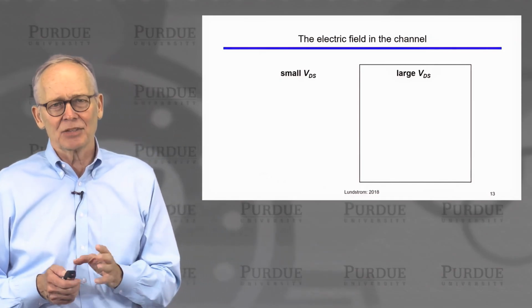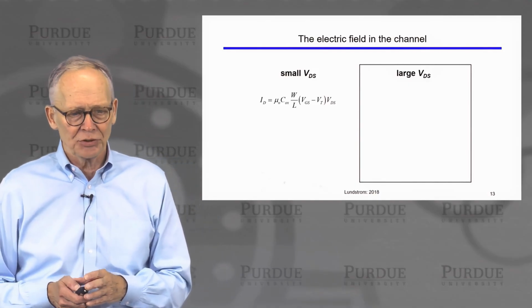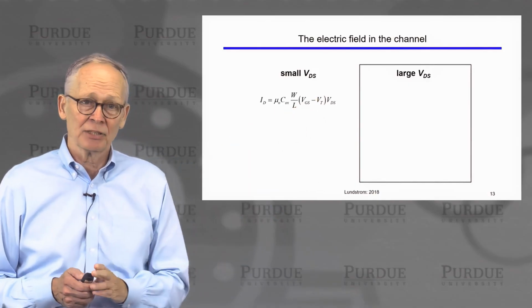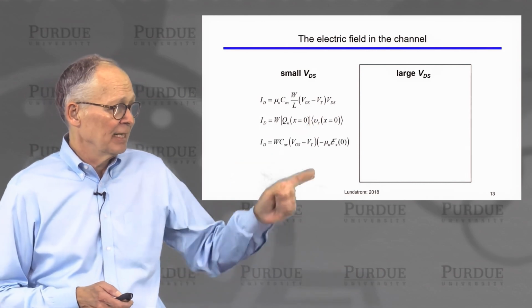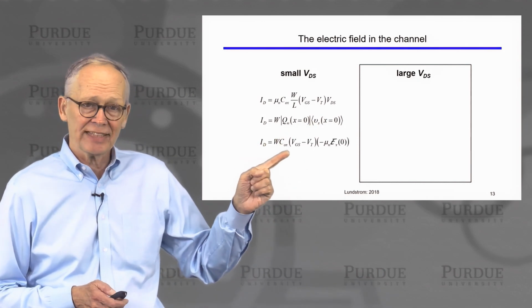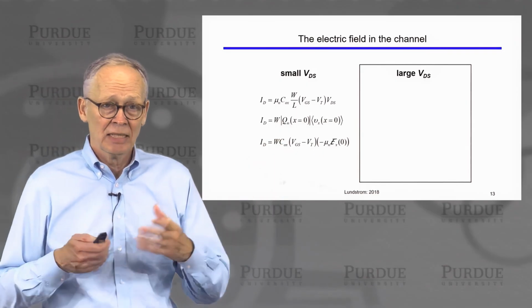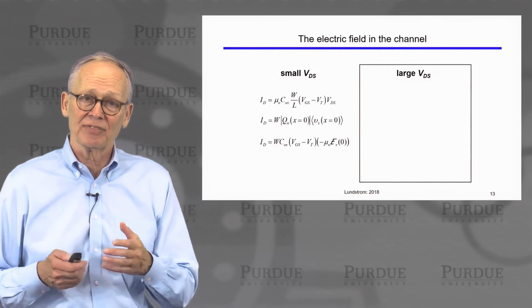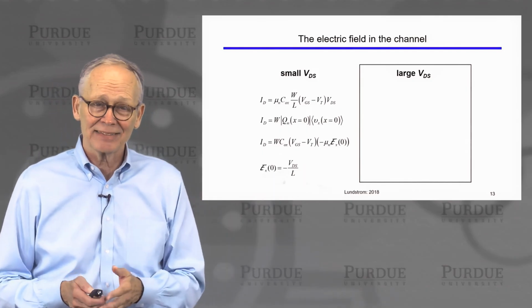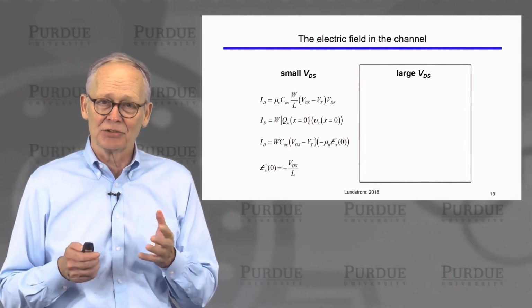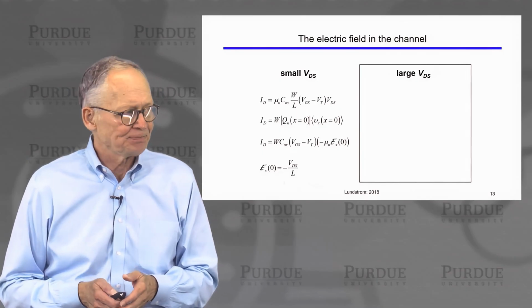Now, it's also interesting to look at the electric field in the channel. Let's do it under small drain to source voltage first. We have an expression for the linear region current. We know that current is charge times velocity. We know that the charge is Cox (Vg minus Vt). The velocity is minus mobility times electric field. We can put these together and solve for the electric field at the source. And we find that the electric field, as expected, is in the negative direction. It's just the drain to source voltage divided by the channel length. That's what we assumed in the previous lecture.